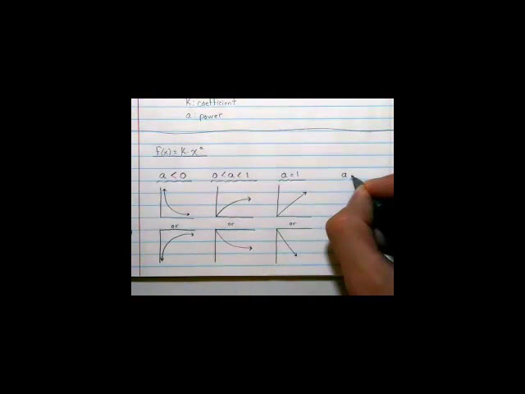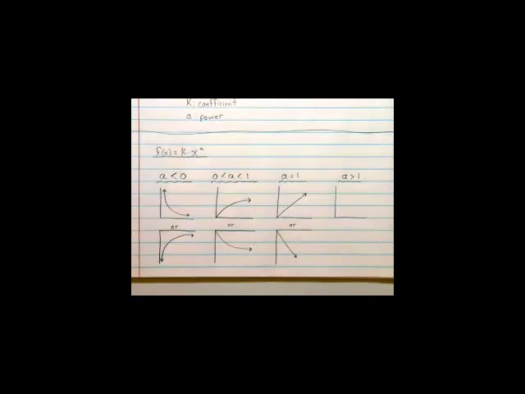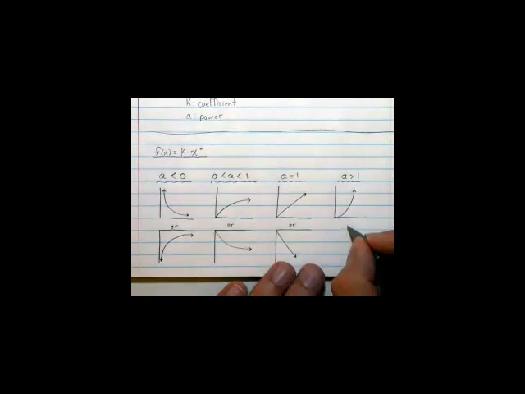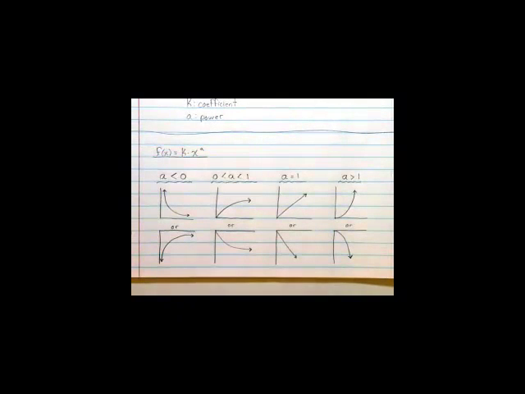And then finally, if a happened to be bigger than 1, what do these look like? Yeah, it looks like part of a parabola. Depending on how big the a is, it could be a really skinny one or really wide, but it's all going to have that same parabola-looking shape. And then again, if k is negative, it could do that.